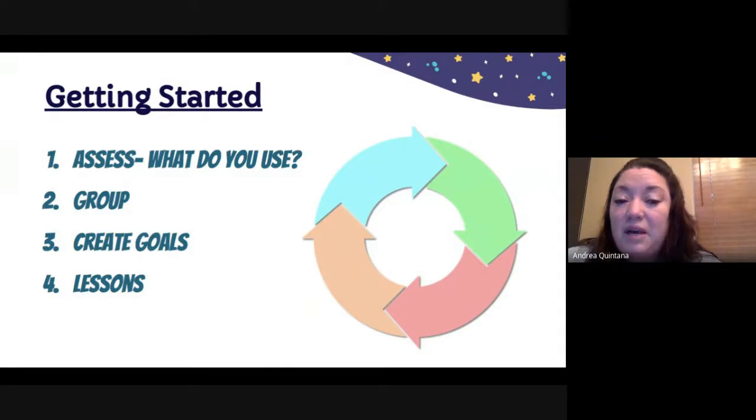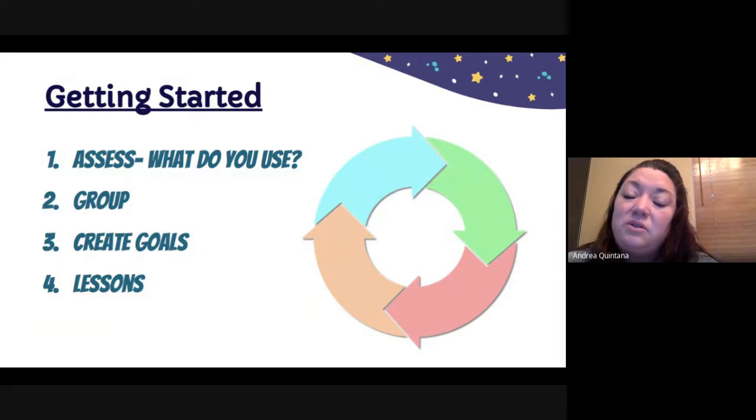The objective of working in small groups is making sure that students receive what they need when they need it and how they need it. And so, to get started with small groups, consider an assessment. These assessments can be wide and varied. These can be classroom made assessments, observational data, or standardized assessments.